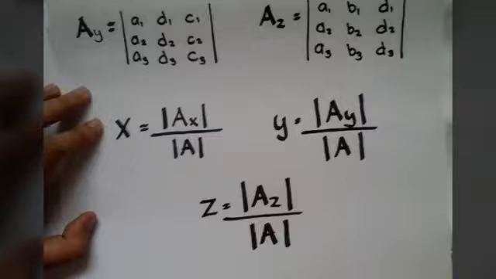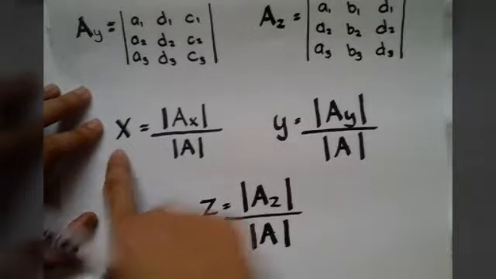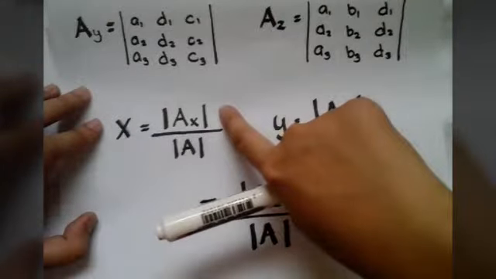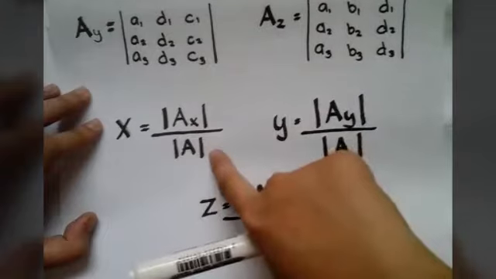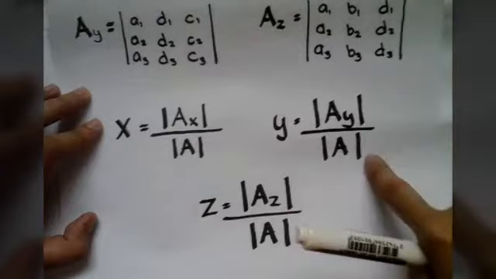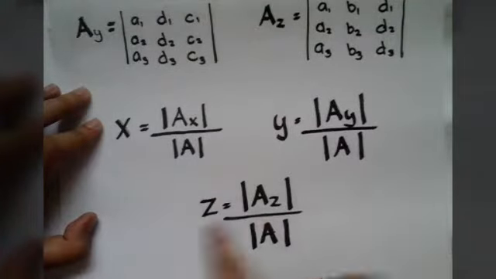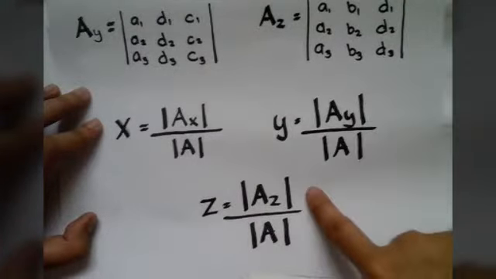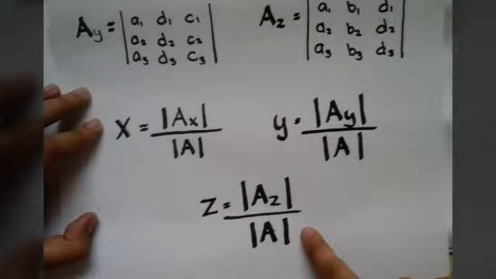For us to find the value of three unknowns, the x, y, and z, we need to follow this. X will be equal to the determinant of A sub x over the determinant of A. Y is equal to the determinant of A sub y over the determinant of A. And z is equal to the determinant of A sub z over the determinant of A.